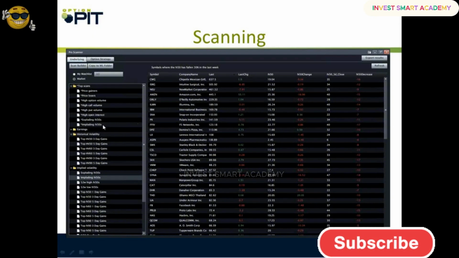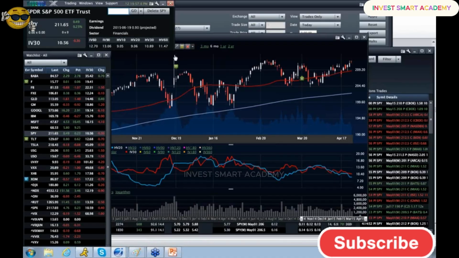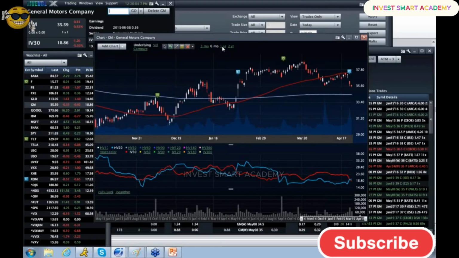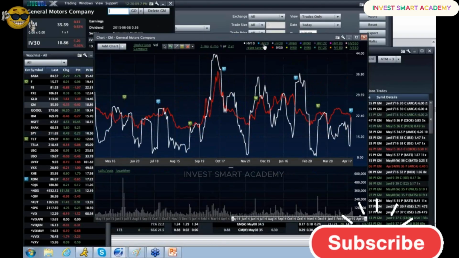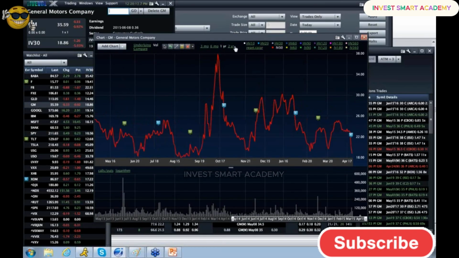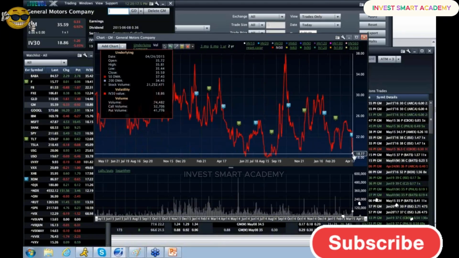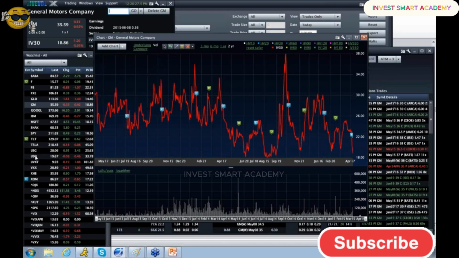All right, so I'll also look at historical vol. So let's look at General Motors. They just had earnings. And you can see, this is about as cheap as the vol's been. Now the VIX is low, about as low as it's been in the last 2 years. So that needs to be taken into consideration, right?